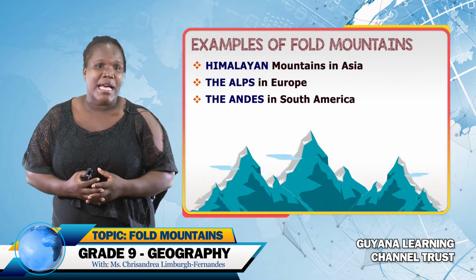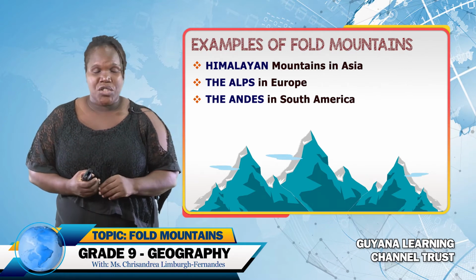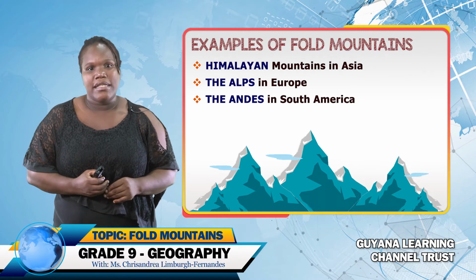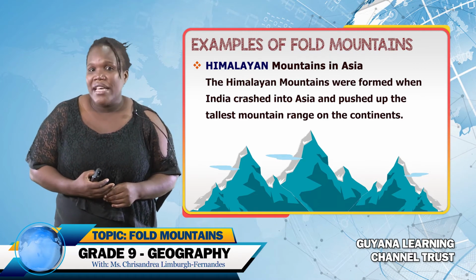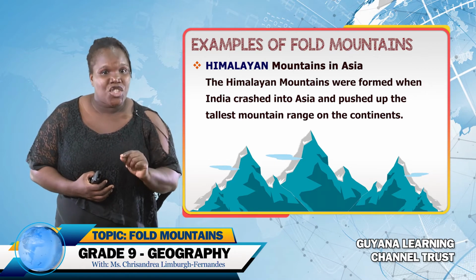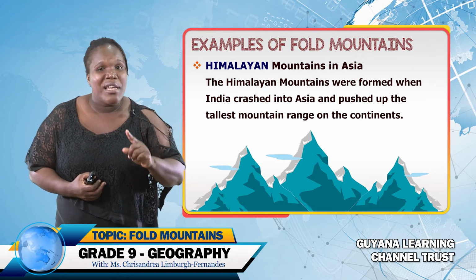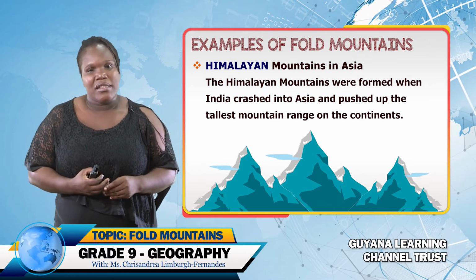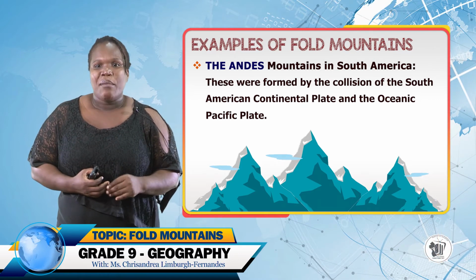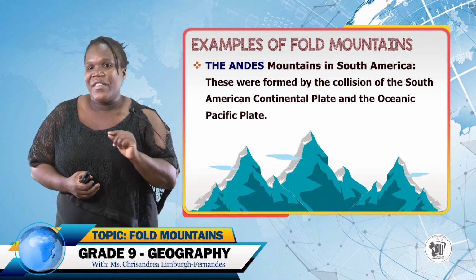So here are a few examples of fold mountains. We have the Himalayas mountains in Asia, we have the Alps in Europe, and we have the Andes in South America. The Himalayas mountains were formed when the Indian plate crashed into the Asian plate, right? They pushed up, forming the tallest mountain range on the continent. In South America, the Andes mountains were formed by the collision of the South American continental plate and the Pacific oceanic plate.